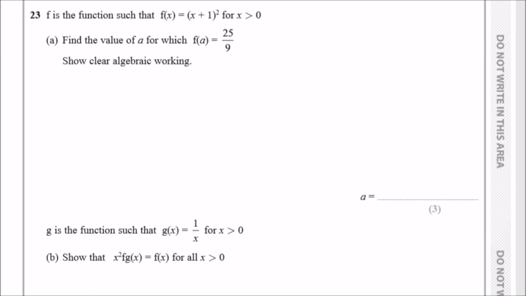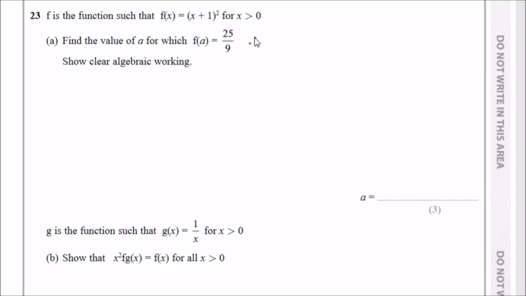Oh my god, guys, I can't believe it. Finally, the final question is finally here. So number 23. It says f is a function such that f(x) equals (x plus 1) all squared for positive values of x. Find the value a for which the function at point a is 25/9. Show clear algebraic working. Okay, so this literally means that you just plug in the value of a, replace all the x values with a, and equate it to, well, where it wants, 25/9.